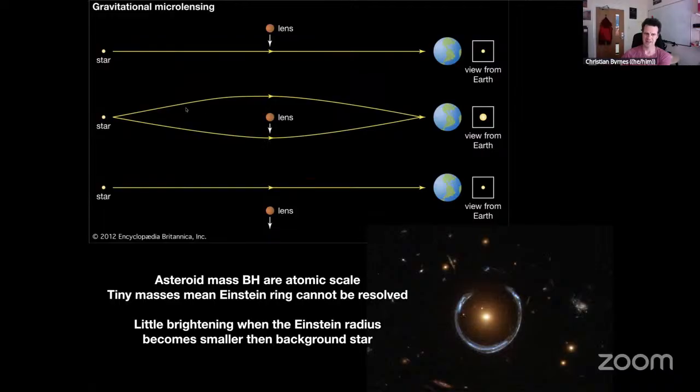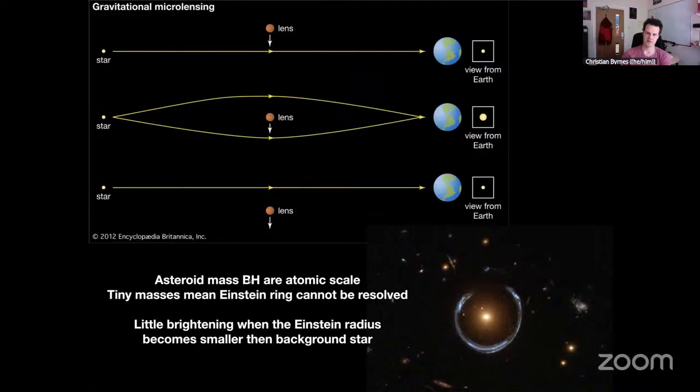You have to get lucky because this is a very small effect. So basically you need your lens, which may be a black hole, to move extremely close along the line of sight to really hitting, well, not hitting, but crossing the line of sight from you to the background star. Now, these asteroid mass black holes are tiny, they're atomic scale, and the Einstein ring is also very small. So you get just a little bit of brightening, and that's it. So it's a difficult observation.